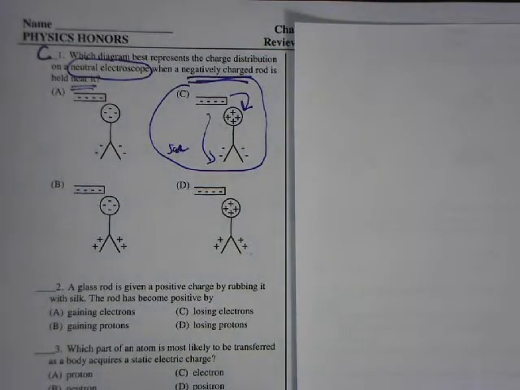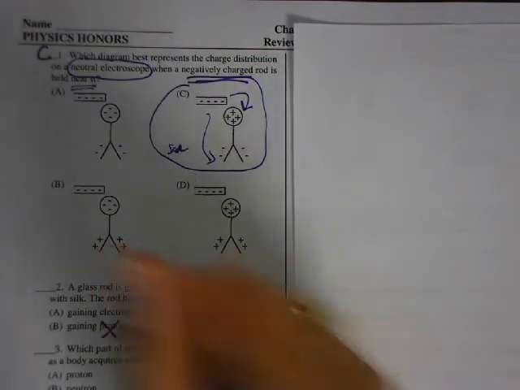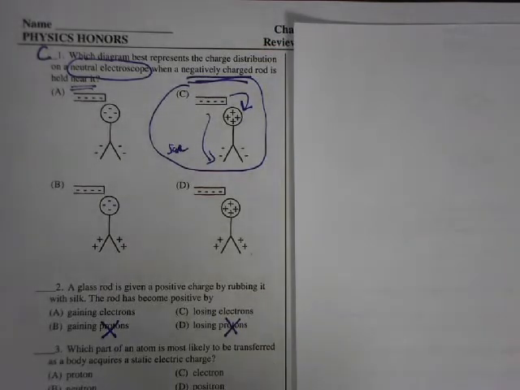Number 2, a glass rod is given a positive charge by rubbing it with silk. The rod has become positive by, first of all, there's only one particle that moves. The one particle that moves is electrons. So first of all, I'm going to cross off this and this because protons don't move. Now, let's look at this for a second.